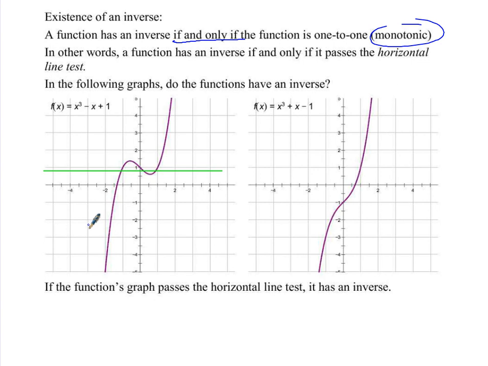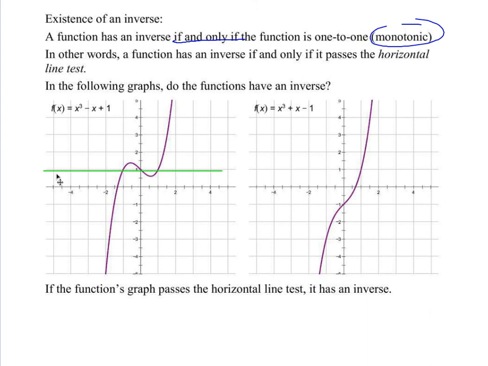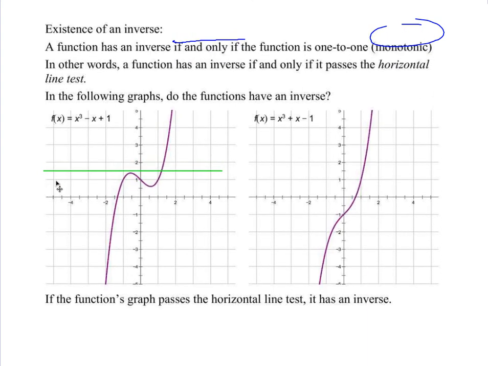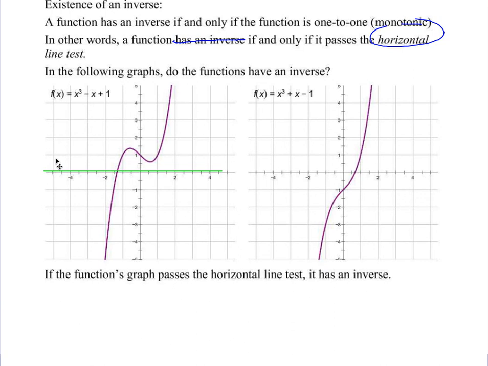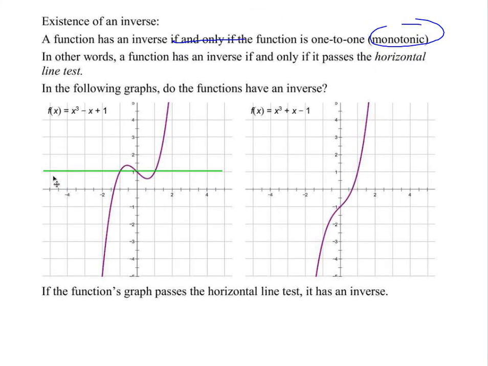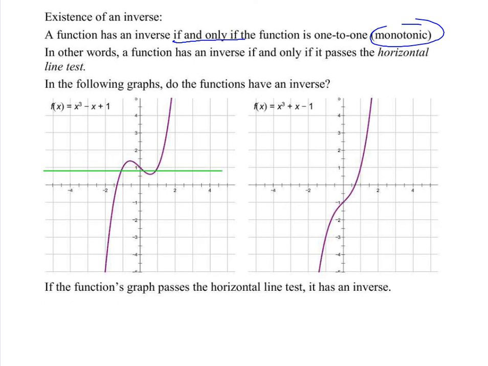is this one monotonic? Is it 1-to-1? No, because it does not pass the horizontal line test. The function goes through my horizontal line more than once. But if I move it down, then it still doesn't pass the horizontal line test, because the whole point of the horizontal line test is anywhere along the function does it screw up. Does it do that? So let me undo that because I don't want that to happen.